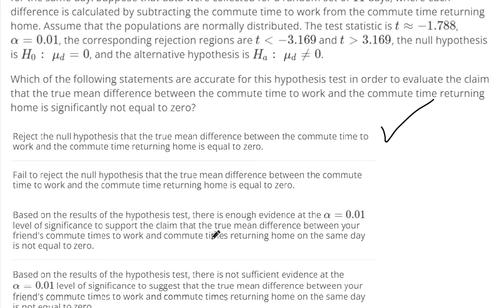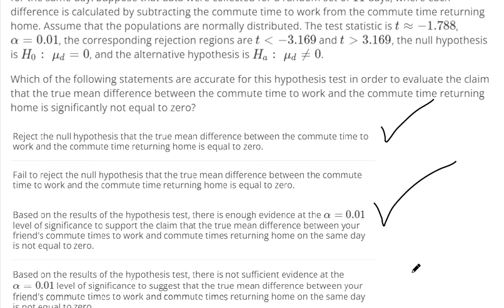Based on the results of the hypothesis test, there's enough evidence at the alpha equals 0.01 level to support the claim that the true mean difference between the commute times is not equal to 0. That is the alternative hypothesis, right? If you have enough evidence to support your alternative hypothesis, that's a significant test. So that is rejecting the null and claiming that there's enough evidence to support your alternative hypothesis. Those are both talking about the same thing.